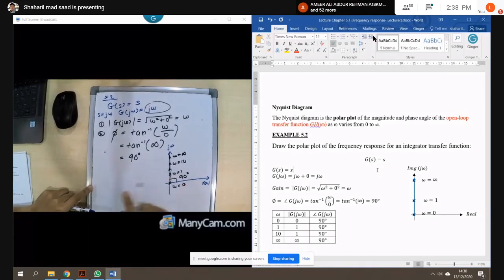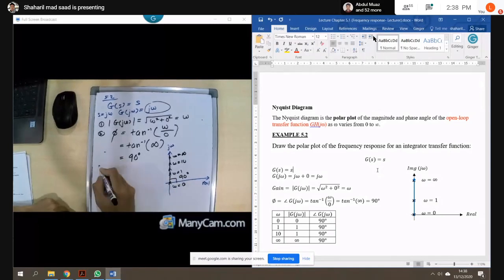Or we can plot it by having a table here. So step number 3, you have a table here.